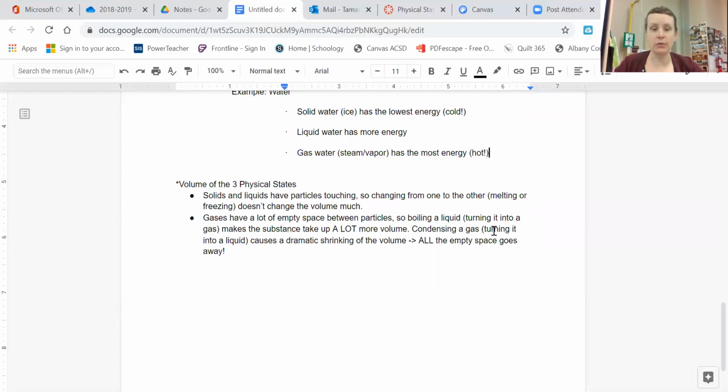Condensing a gas, which is turning it into a liquid, causes a dramatic shrinking of volume because all of the empty space goes away. I take a gas where my particles are super far apart and I turn it into a liquid, boom, now they're all touching, all that empty space just disappeared. So the volume massively shrinks. And you're going to see an illustration of that in the can implosion demo video. If you haven't seen that yet, you're going to see that, okay?